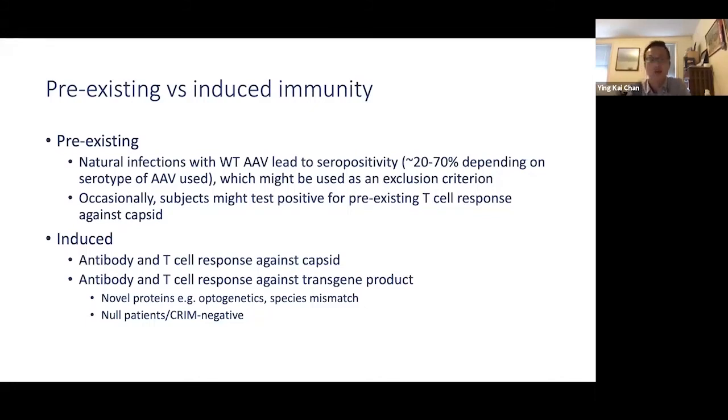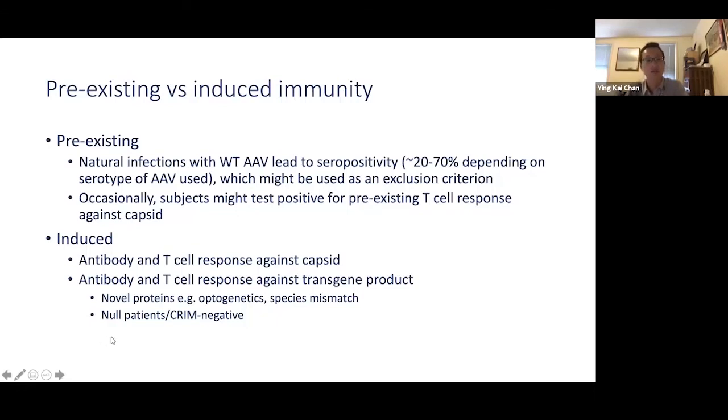With an induced immune response, that's a de novo immune response. I already talked about how one could potentially see antibody and T cells directed against the capsid. As we test more ocular gene therapy applications, we should also consider an immune response against the transgene product, which is the encoded protein. This risk could be higher when the protein is not a self protein or a wild-type protein. For example, it could be of microbial origin, it could be some kind of unnatural fusion protein, or it could be a humanized monoclonal antibody that originally came from mice.